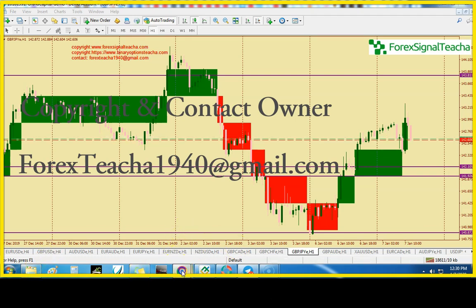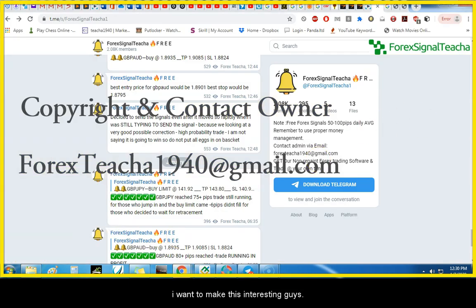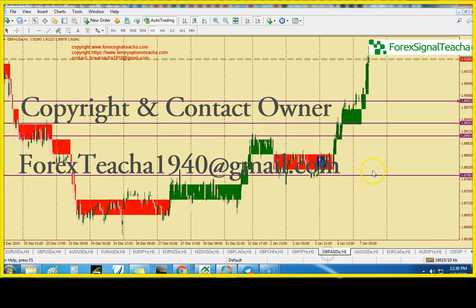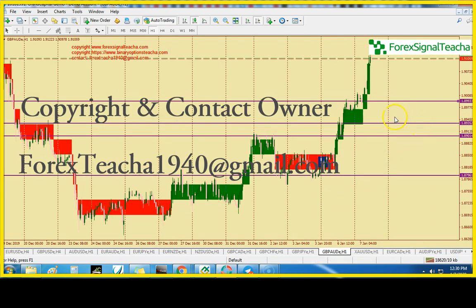So I want to make this interesting, guys. You can see here this trade has actually reached 100. The other trade that I sent was a pound Australian dollar, sent at 89.35. If you go here, 89.35 is somewhere around this line. The price moved so fast that I was not able to catch up.